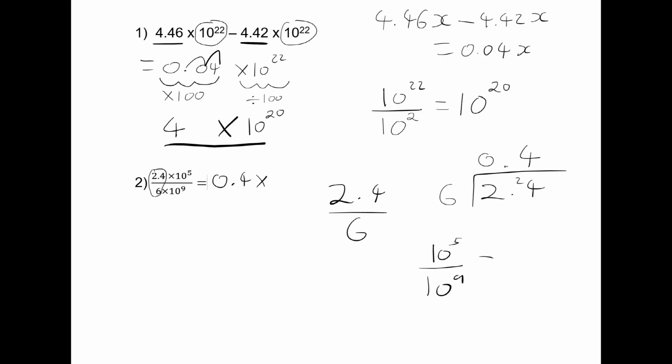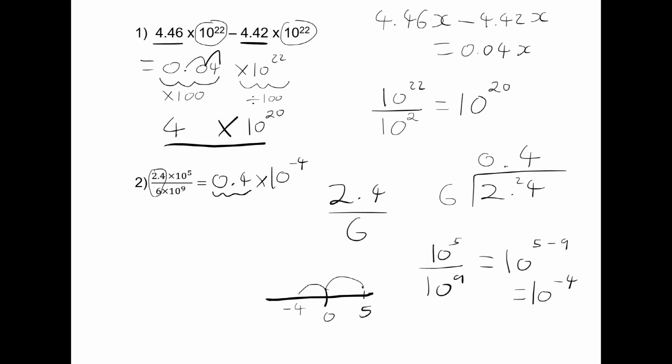Now that's going to be 10 to the 5 take away 9. And you might say, oh, well, that's 10 to the 4. But it's not 10 to the 4. Because 5 take away 9, if we do 5 take away 5, that gets us to 0. We've still got 4 left, so we end up at minus 4. 5 take away 9 is minus 4. So we have 10 to the minus 4. So we have 0.4 times 10 to the minus 4.